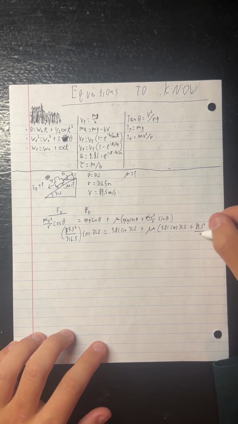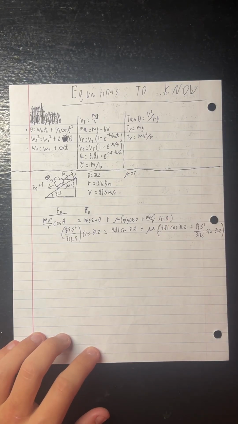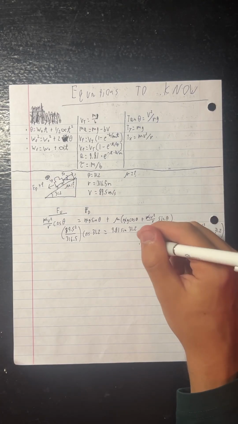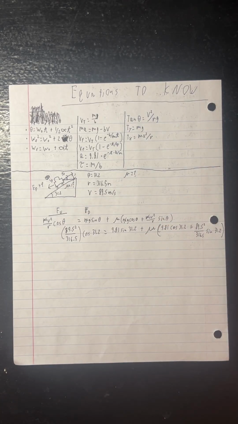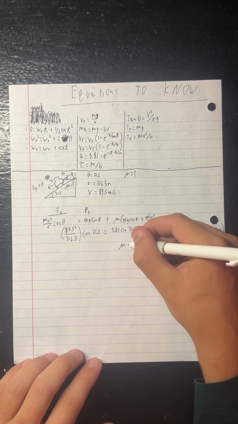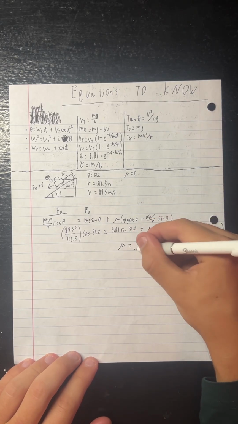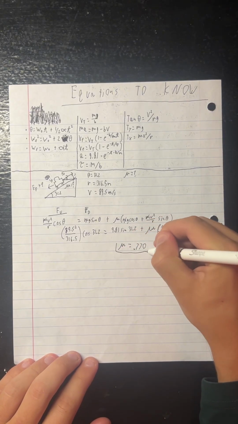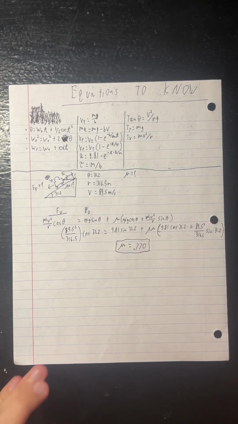89.5 squared over 316.5 sine 31.2. Now this is an incredibly long equation, so we use a numeric solver, and I'm not going to put you through that, but you come out with our friction coefficient as 0.770. With the embankment, you have to know how to set it up, and that's the hardest part. Once you set it up, you can just use the numeric solver, and if you get it wrong, it's literally a calculation error, so it's not that bad. So that's how to do an embankment problem.